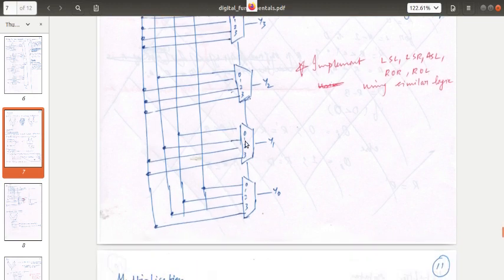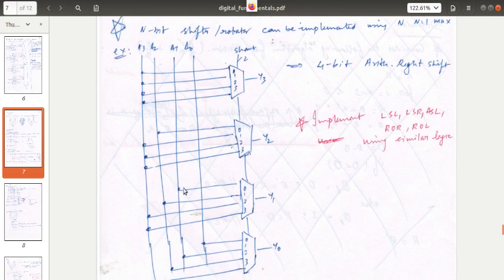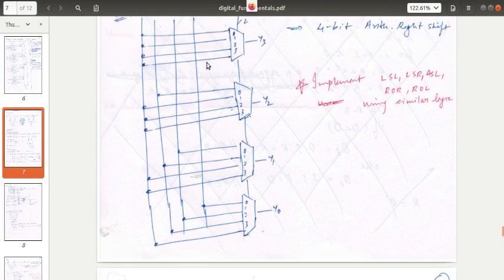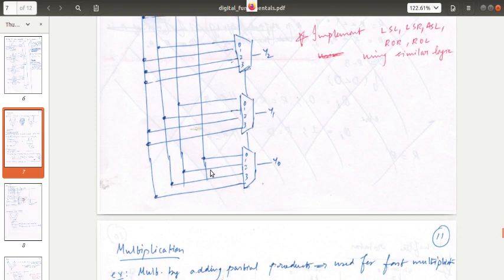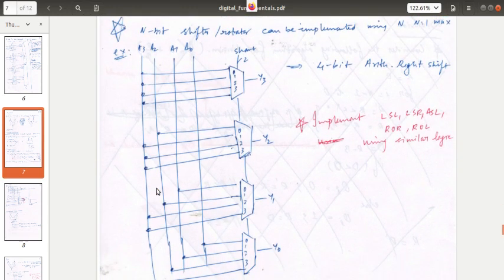For the bit next to that, by default, if there is no shift, it will be A1, for one shift it will be A2, and for the remaining 2 and 3 shifts it will be A3. And for the LSB, initially it will be A0, then for one shift it will be A1, for two shifts it will be A2, and for three shifts it will be A3. So this is the logic of implementing an arithmetic right shift.